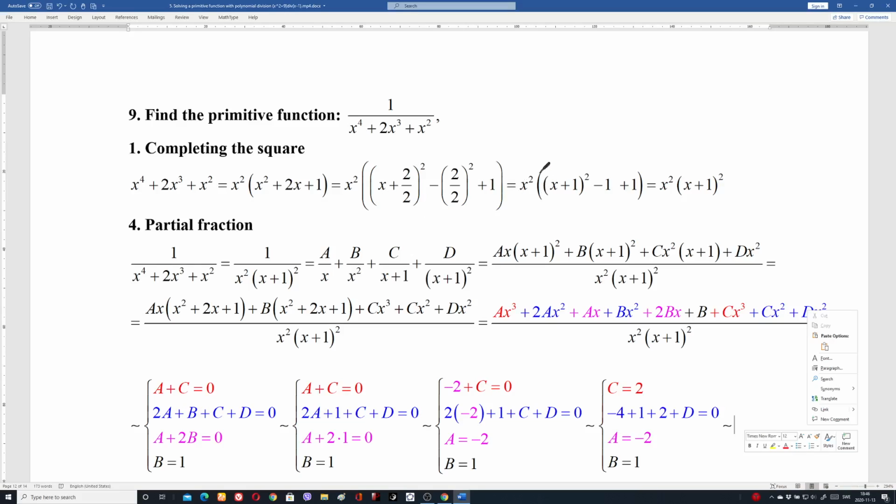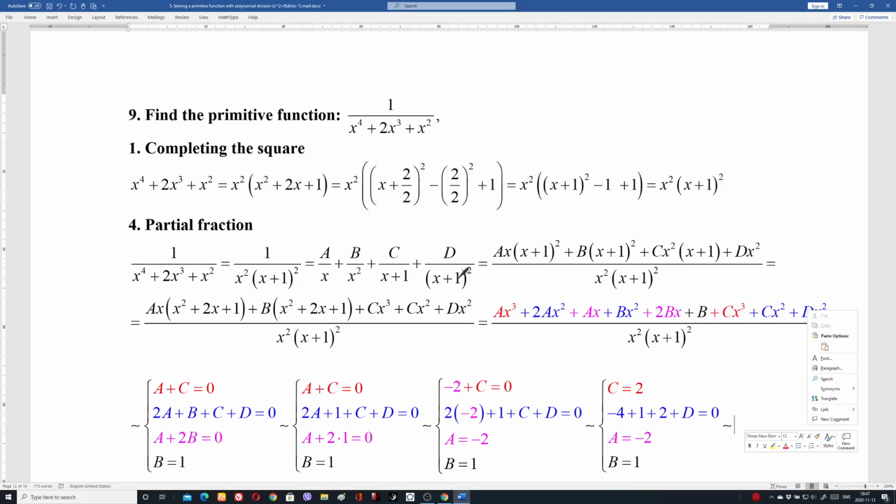When we do the calculation, we have the same. This 2 divided by 2 is 1 and squared, and this 2 divided by 2 is 1 squared, which means this minus 1 and plus 1 cancel with each other. This gives 0. We receive just x^2 times (x + 1)^2. Okay? So now we're writing this equation, which is this in here. And this is the completed square.